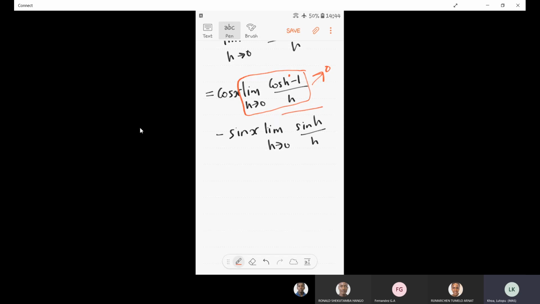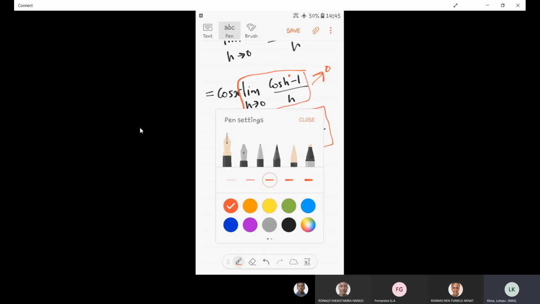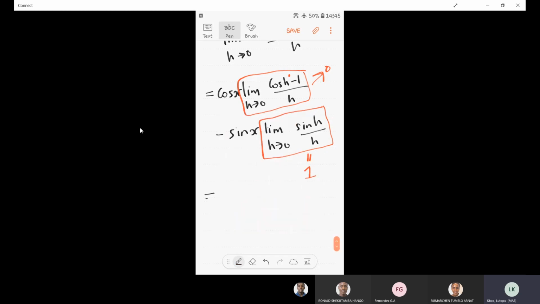Now this one over here is also a special limit. This is actually equal to 1. So again, you can try it with values of h that are getting closer and closer to 0. You will see that your answer is getting closer and closer to 1. So what we are left with is cos x times 0 minus sine x times 1. This is just equal to minus sine x, which is what we were asked to prove or to show.